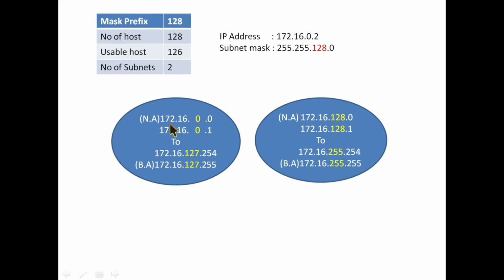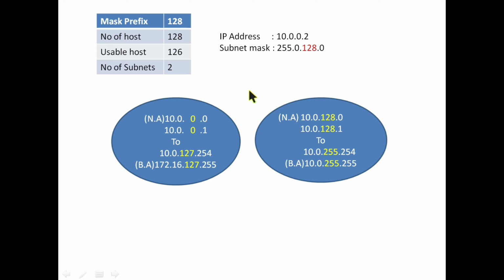If it is a class B IP address, and if the subnet mask is in the third number, then it means 0 up to 127 can share file and printer, and they can also communicate with each other. In the same way, 128 to 255 can share file and printer among them, except the network address and the broadcast address. If it is class A, 0 up to 127 can communicate with each other, except the network address and the broadcast address. In the same way, 128 up to 255 can communicate with each other. They can share file and printer, except the network address and the broadcast address.